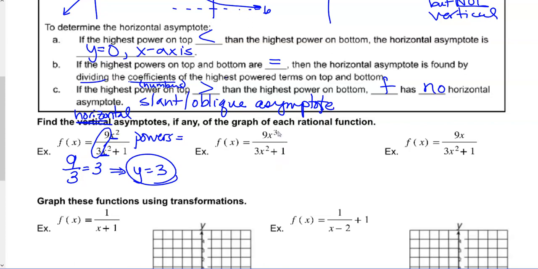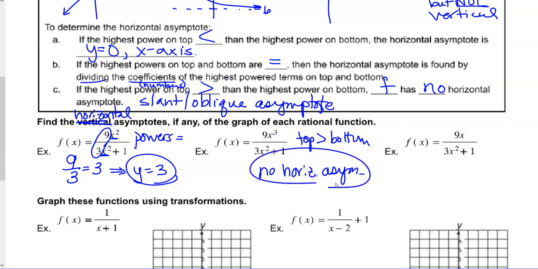So here, the degree is 3, and the degree is 2. So we have the top being greater than the bottom. Therefore, I come up here to part C, and if the top is greater than the highest power on the bottom, then there is no horizontal asymptote for that function. Okay, and that's possible.